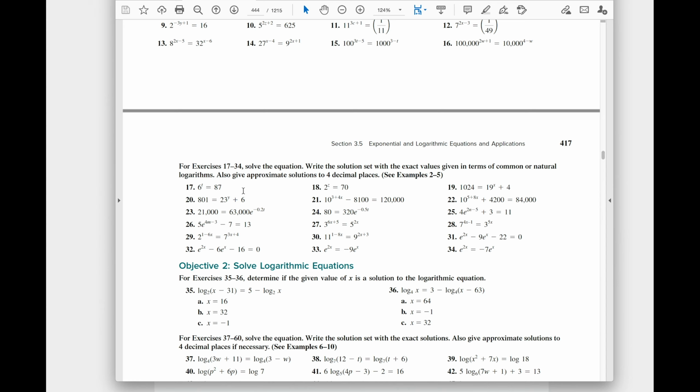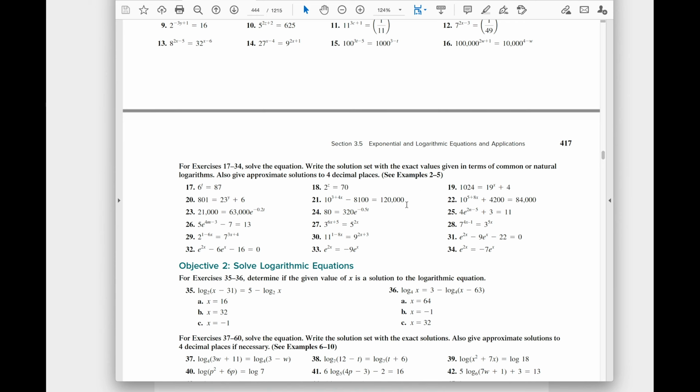Let's choose one from 17 to 34. Still, same question. Solve the equation, write the solution set with the exact value given in terms of common or natural logs. Okay. Forget about the approximation.